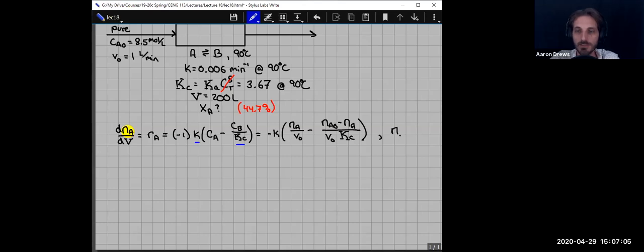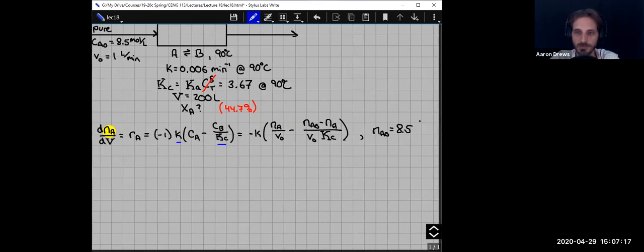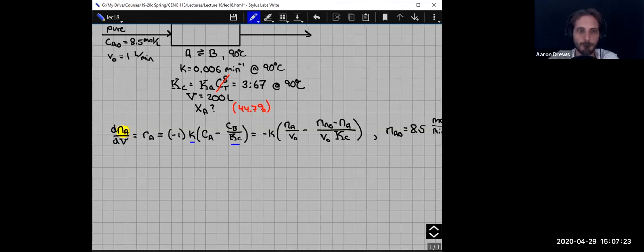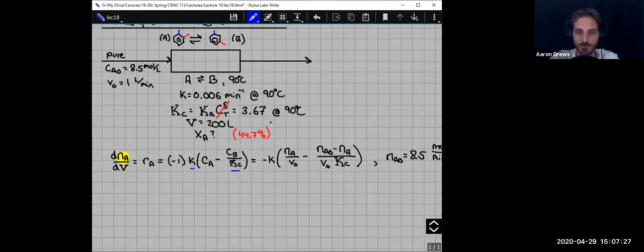And then our initial condition, which is new for a PFR, is that we start with 8.5 moles per minute because that was given to us up in the problem statement.